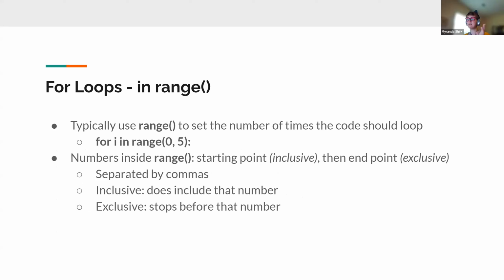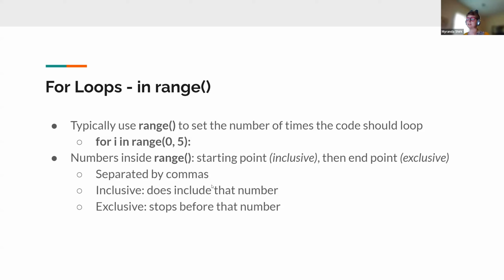Usually when we are doing for loops, we'll use this range function, which you'll see soon. This range function just lets you set a starting number and then an ending number. So you have starting number, comma, ending number. It's important to note that the starting point is inclusive, which means it includes the starting number. The ending number is exclusive, which means it ends before it gets to that number. So if we say range 0, 5, it includes 0, 1, 2, 3, and 4. It does not include 5.